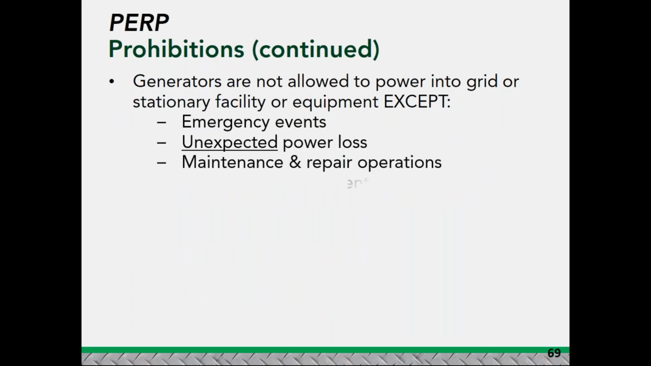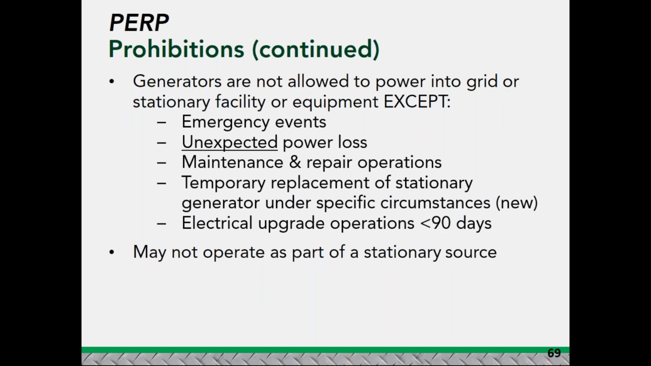For engines, it's all about typically where the engine is connected. So a generator is not allowed to be connected to any power grid source unless there are certain conditions. And I've listed the conditions right here. Typically, it's going to be emergency events like unexpected power loss, maintenance and repair operations, a temporary replacement of a stationary generator, or some electrical upgrades. You have to be aware, though, that even though I'm listing these here, there are some local districts that will not allow this under any circumstance. So talk to your local district before you rent a generator for a purpose that connects it to the grid.